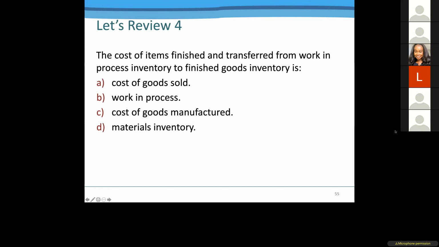Cost of goods sold. Professor, I'm thinking it's the cost of goods manufactured. Unless I'm getting it wrong though. Yeah, I was also thinking cost of goods manufactured. I think it's C.